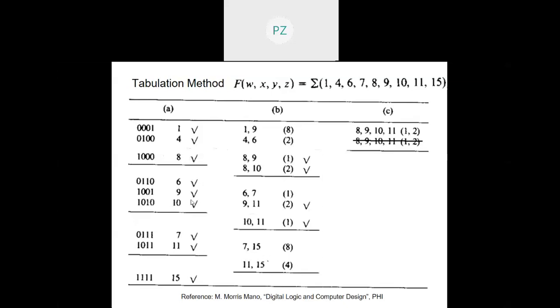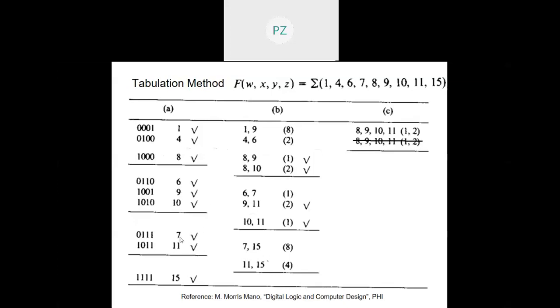Then let us see 8 10. Yes, they can also be combined. 1 0 dash 0, so this is 2. So the bit corresponding to the weight 2 will be eliminated. So that covers all the combinations here. Now I will draw a line, right? Next I'm going to see the combinations in these two groups.